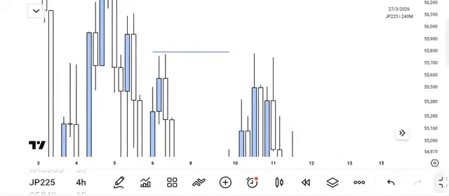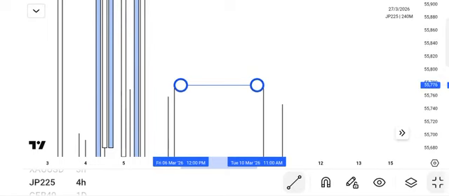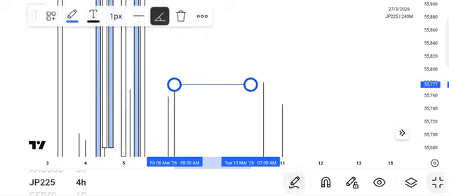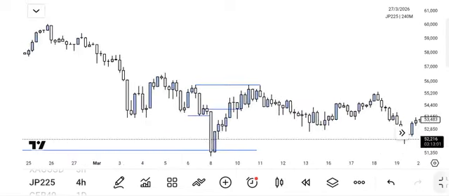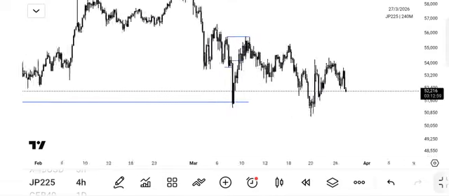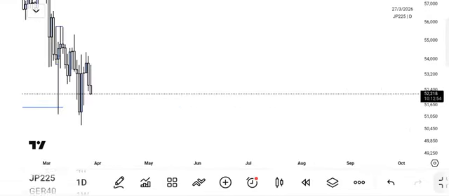If you check this high, price came back to take this particular high, this liquidity, and immediately price took the liquidity, price started going down again. That was what happened. If you also check, I think it was this particular pair again.